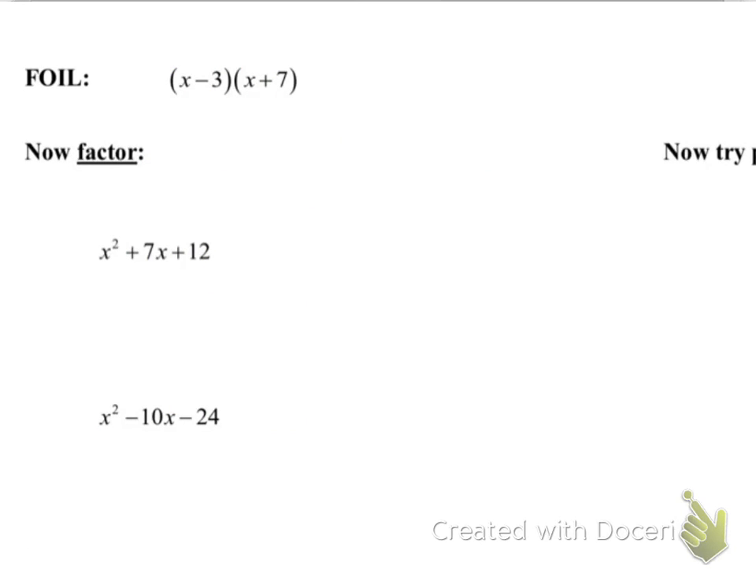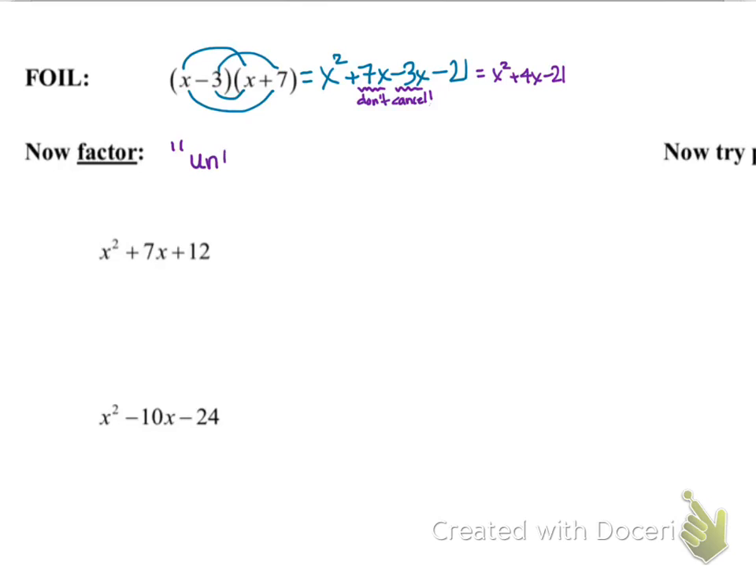Okay, what happens when we don't get that special foiling relationship, when we don't have minus 7 and plus 7, but in this case we've got minus 3 and plus 7? Well, if I FOIL it out, I get x squared, still plus 7x, but now it's minus 3x, and then the last give me minus 21. These middle two terms don't cancel, but they still can combine, and when I combine them, I get x squared plus 4x minus 21.